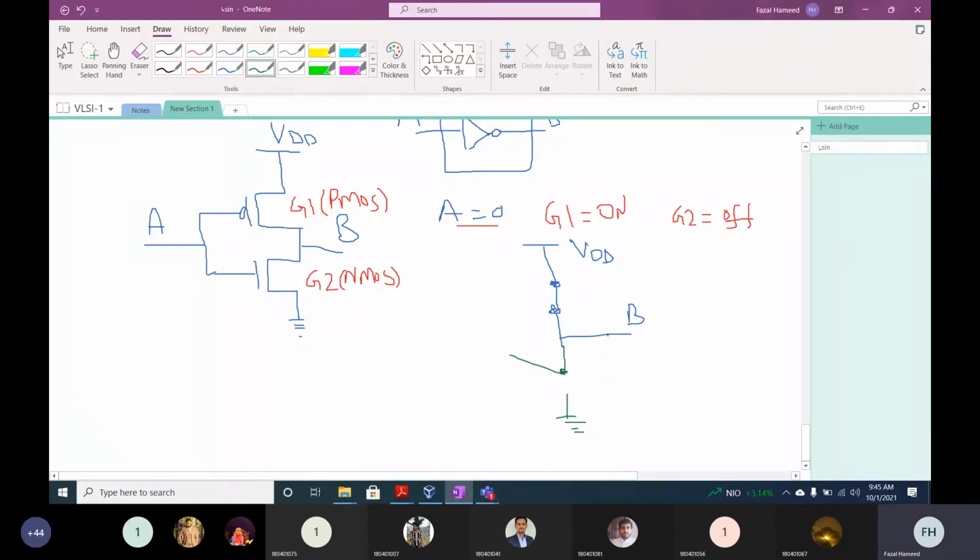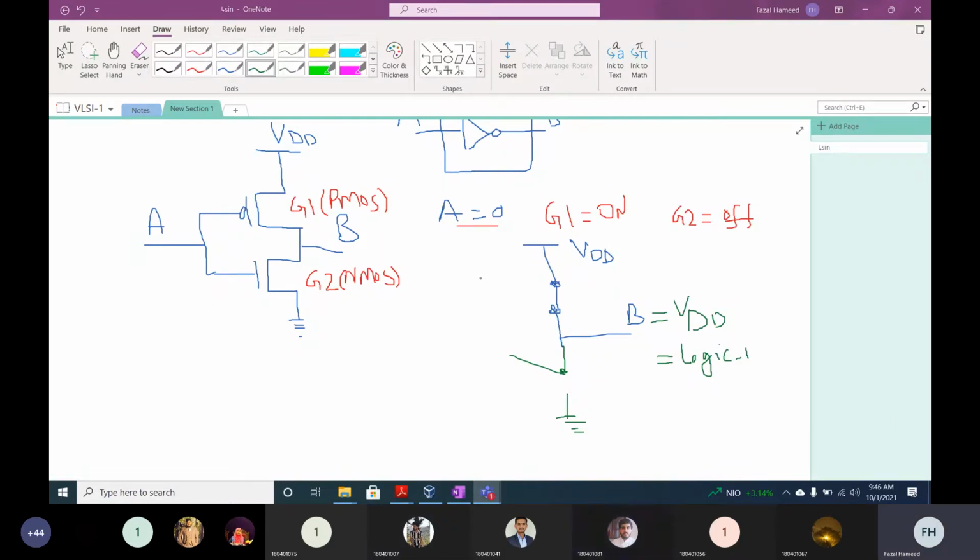So what will we have now? Now B is equal to VDD, and that implies that it is equivalent to logic 1. Did you understand my point? Anybody? Yes, sir. Okay.